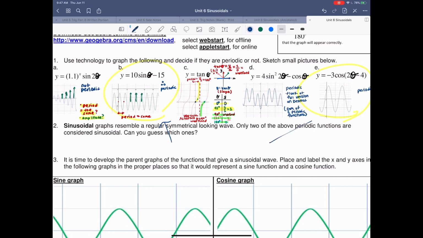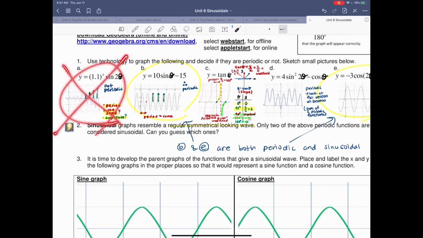If you reflect it along the y-axis, it has to be the exact same. If you fold it vertically, it has to be the exact same. So the other options are not periodic and sinusoidal, because for part A, well, that's simply not symmetrical. It is oscillating, it's becoming bigger and bigger.